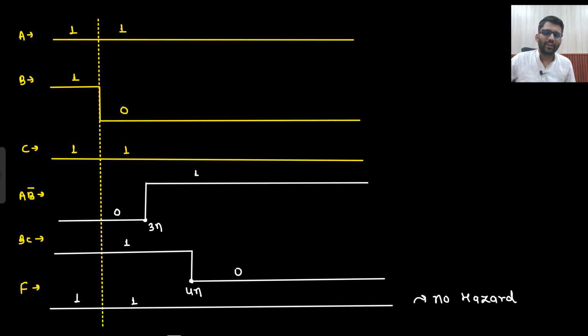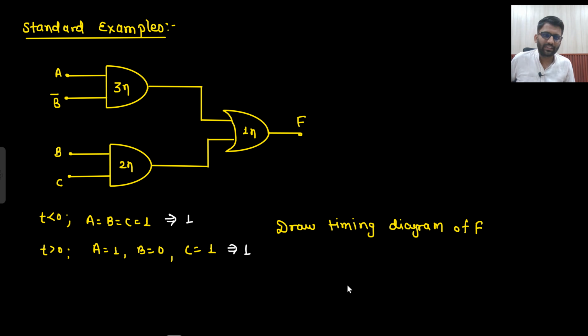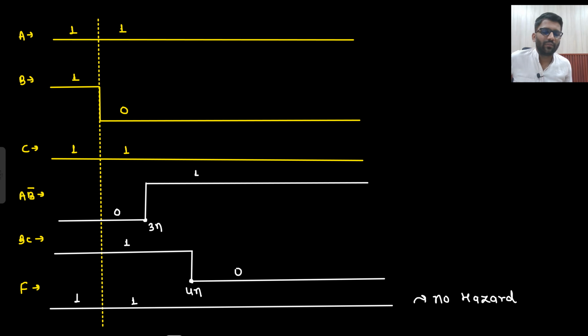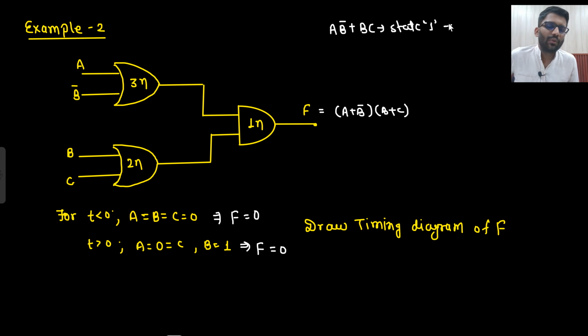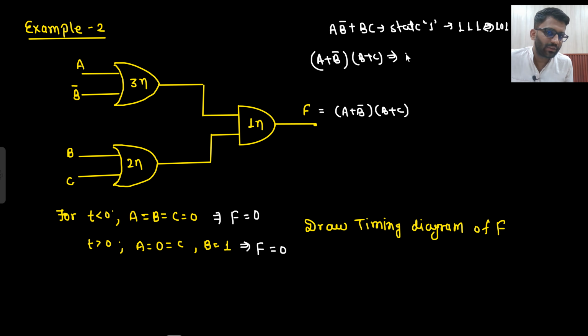In one of the cases, not in all cases, in the first case, it was having static 1 hazard, for the input change of 111 to 101. Now this is your A plus B bar into B plus C. This is having static 0 hazard. In one of the cases, not in all cases, there is one case where it is having static 0 hazard. For which of the inputs? 000 to 010.